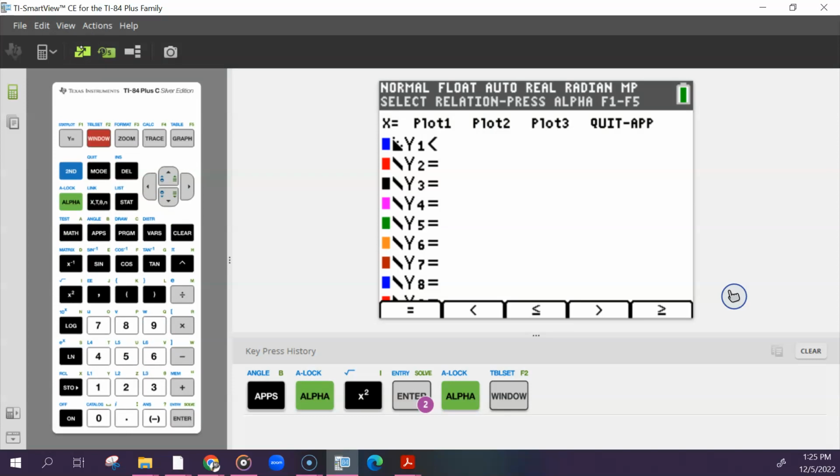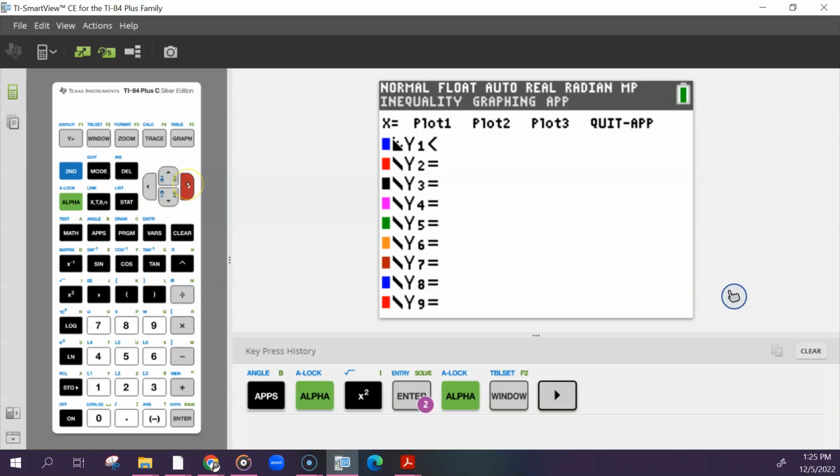And it will change your inequality symbol, or should. When you look over here, you should see that this changed from a line to shading, and it is now dotted. You can go to the right and then put in the rest of your inequality, 2x plus 1.